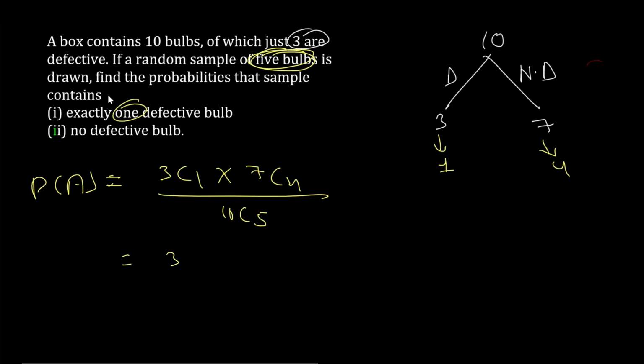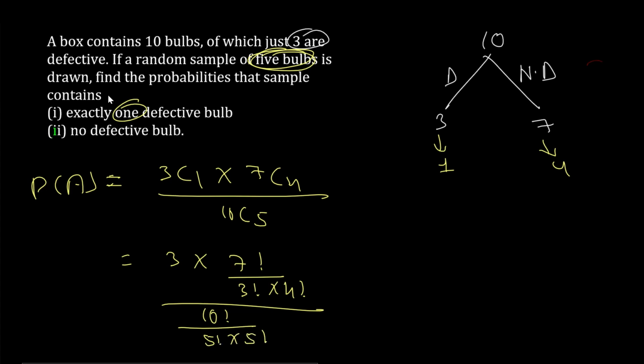Now 3C1 is 3, and 7C4 is what? 7 factorial over 7 minus 4, that is 3 factorial into 4 factorial. That whole divided by 10C5, which is 10 factorial over 10 minus 5, that is 5 factorial into 5 factorial. So we need to solve this part.